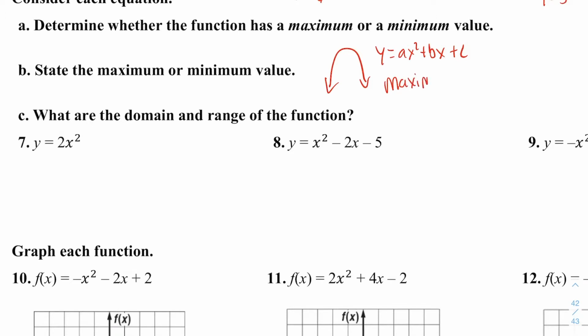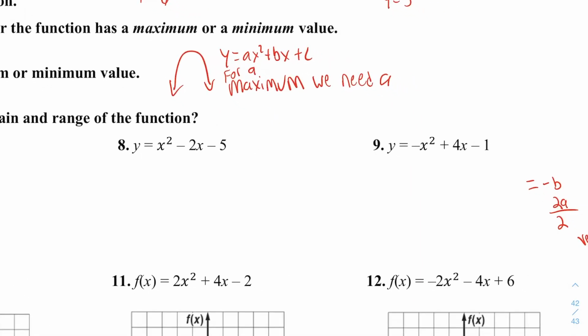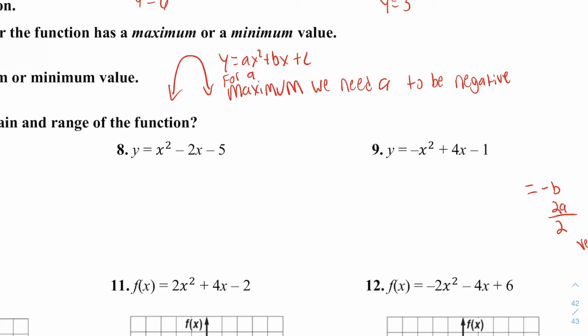If we are going to have a maximum, that means we need a to be negative. If a is negative, that means you're going to have a parabola that opens downwards.